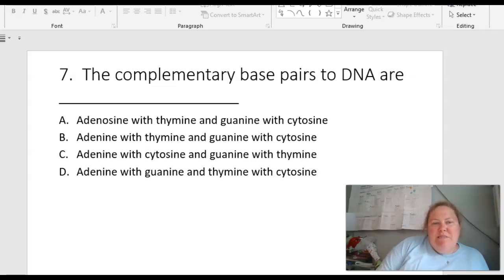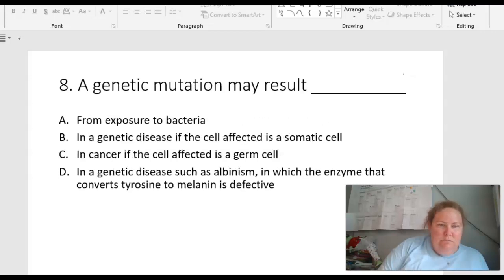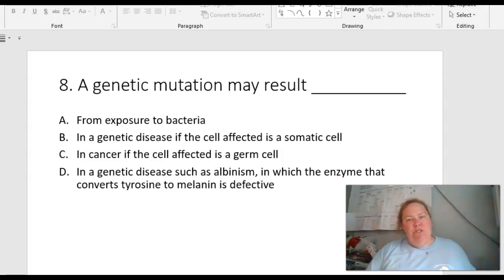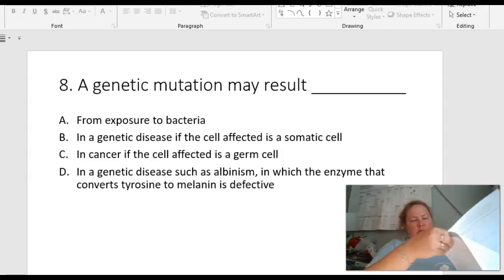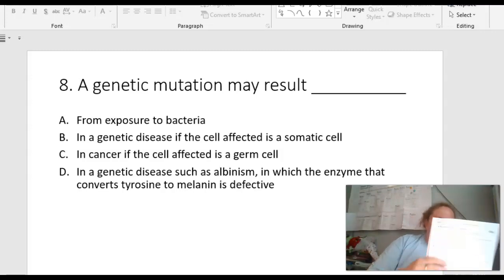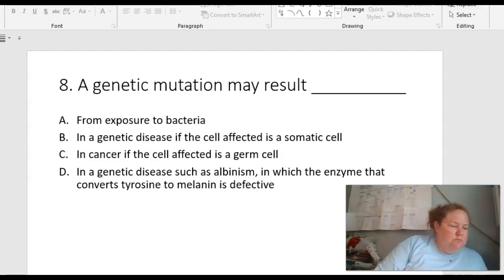The complementary base pairs to DNA are what? Remember, there's an apple on the tree and a car in the garage. A, T, C, G. So the correct answer for this one would be B as in boy. A genetic mutation may result in what? A genetic disease such as albinism, in which the enzyme that converts tyrosine to melanin is defective. So that would be an example.